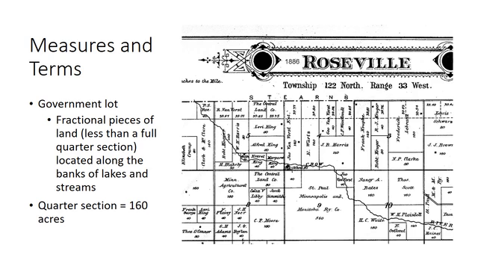Other measures and terms: government lot. That's a fractional piece of land less than a full quarter section located along the banks of lakes and streams. A quarter section equals 160 acres.